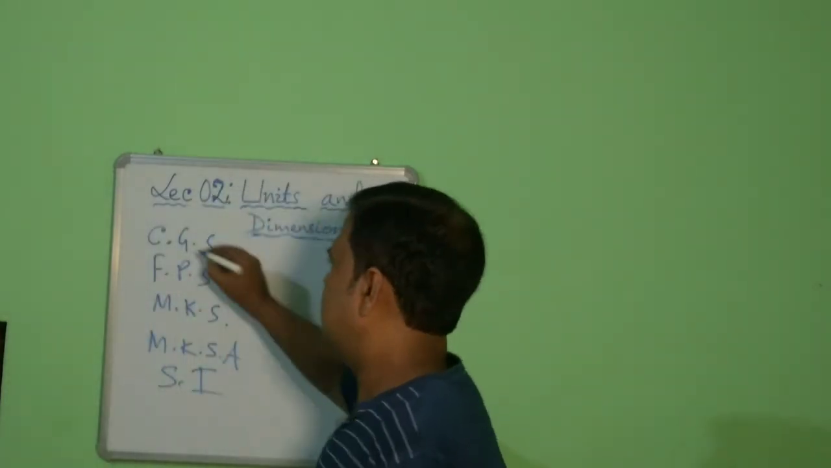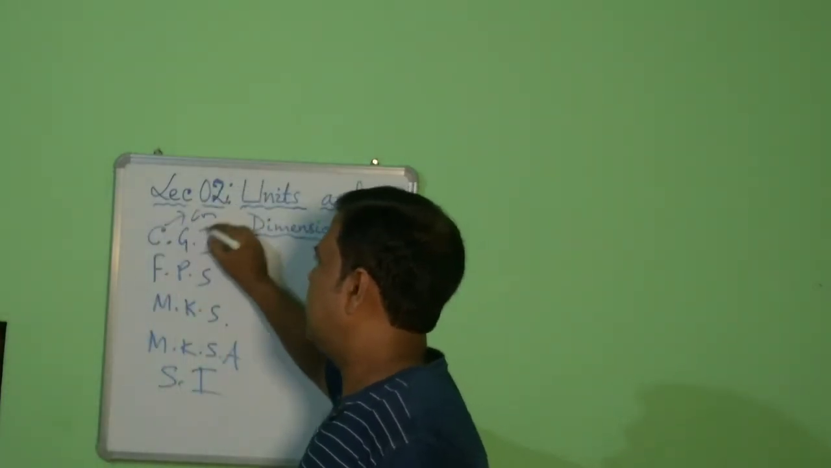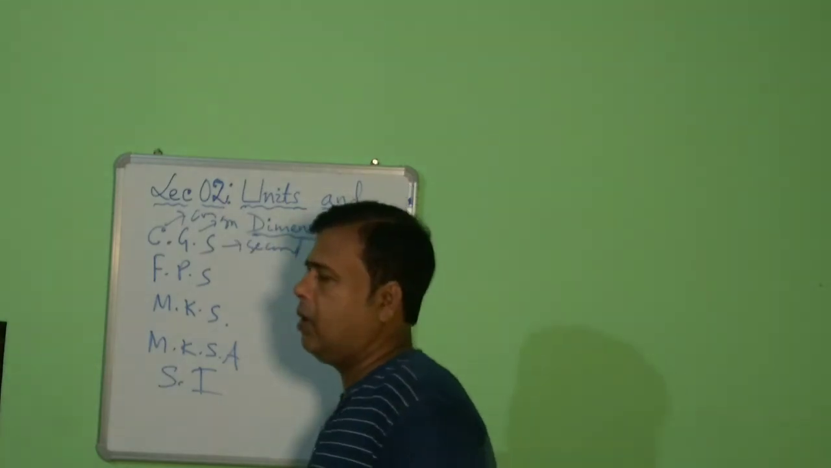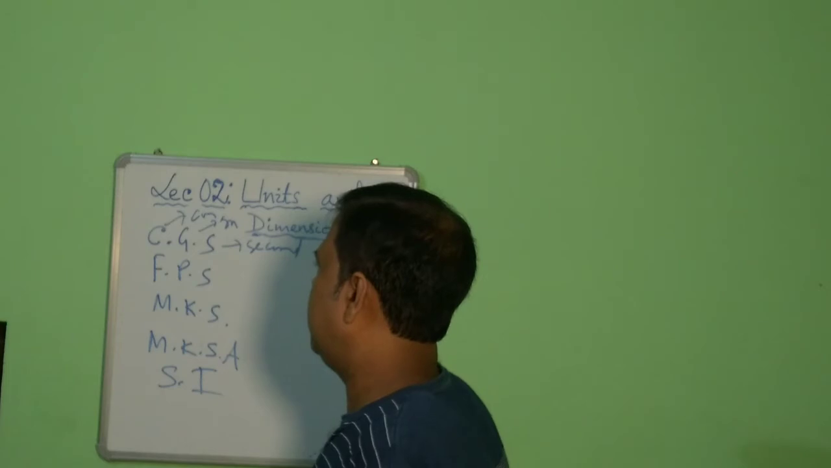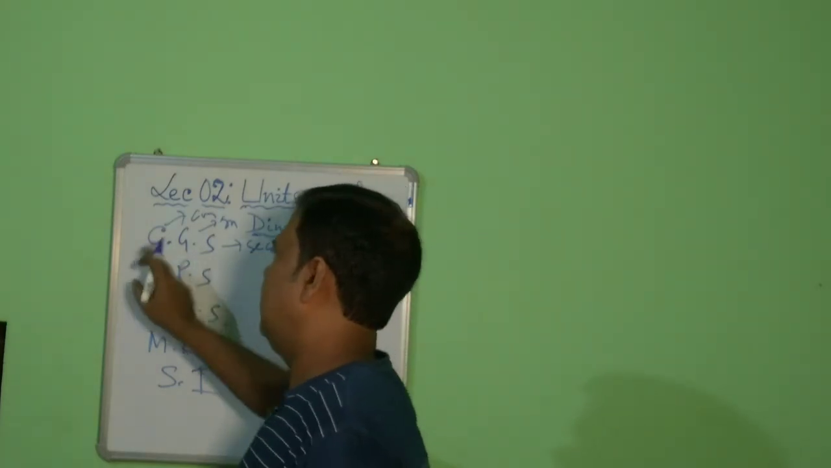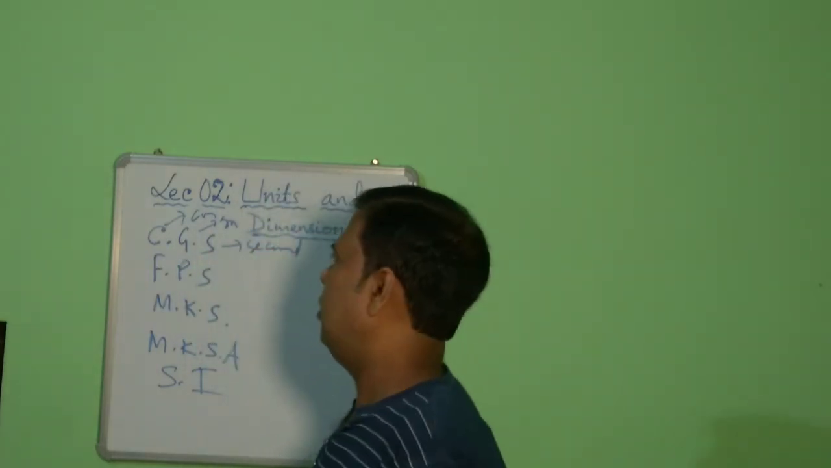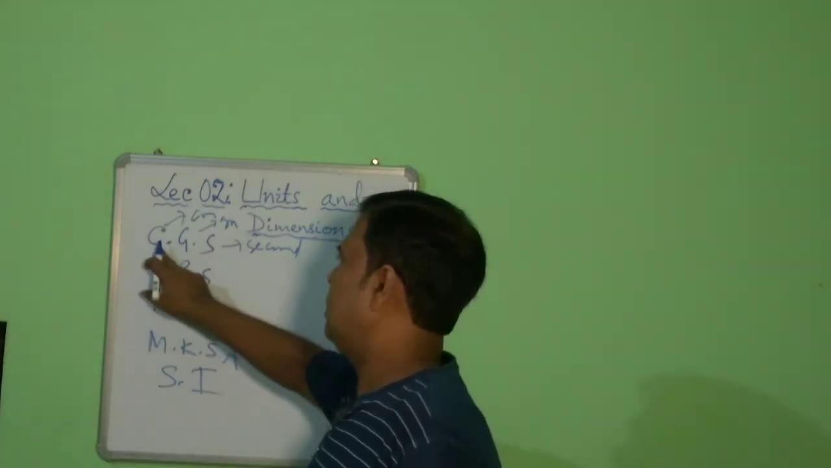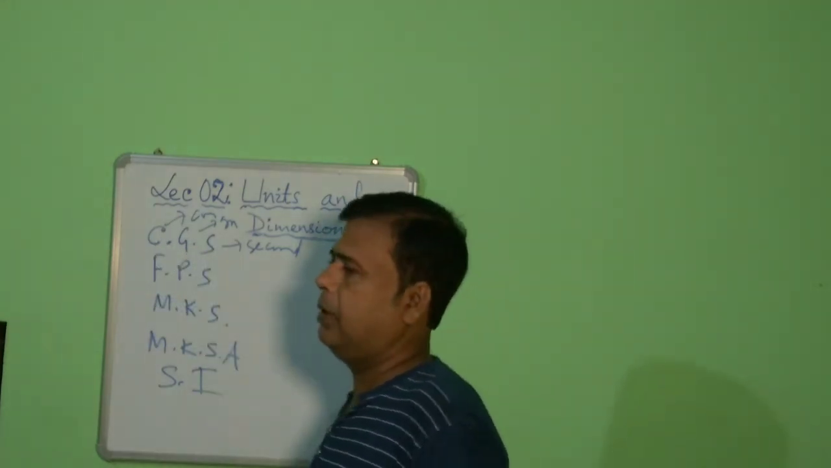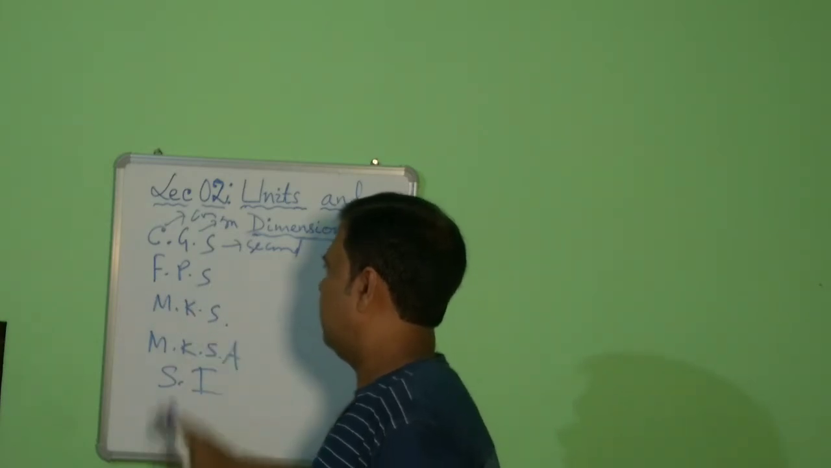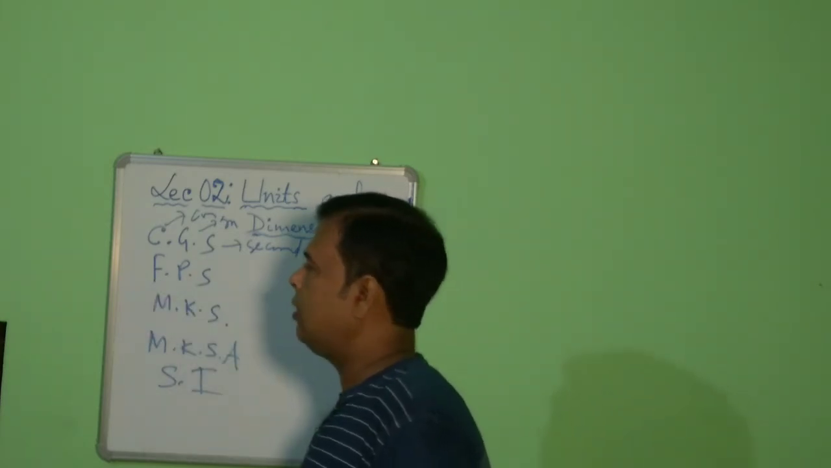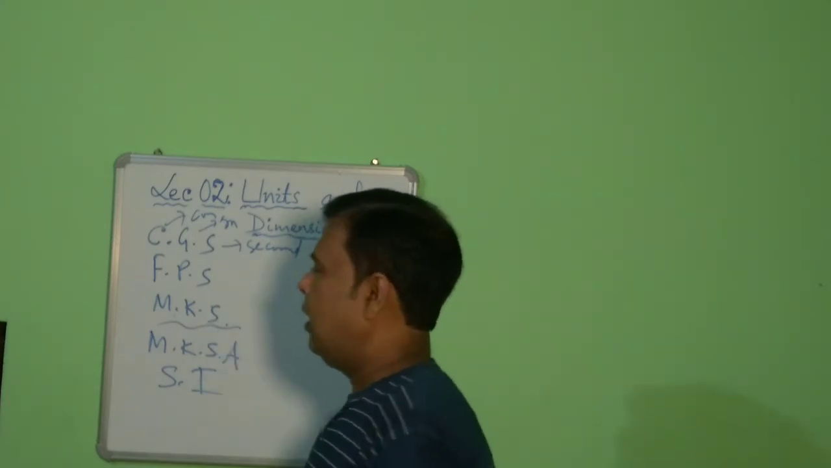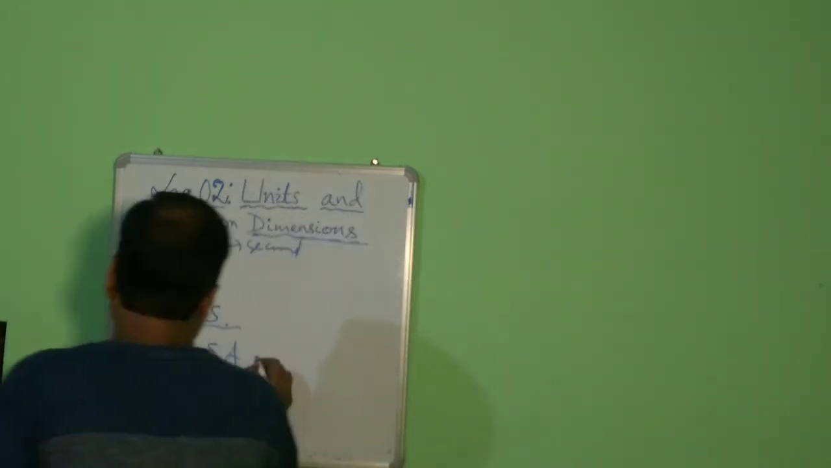CGS: C stands for centimeter, G for gram, and S for second. Obviously in the CGS system, there are three fundamental quantities with three fundamental units. The fundamental quantities are length, mass, and time, with the units centimeter, gram, and second respectively. Similarly, FPS also has three fundamental quantities and fundamental units. MKS has three fundamental units: meter, kilogram, second. And in MKSA, another addition took place.